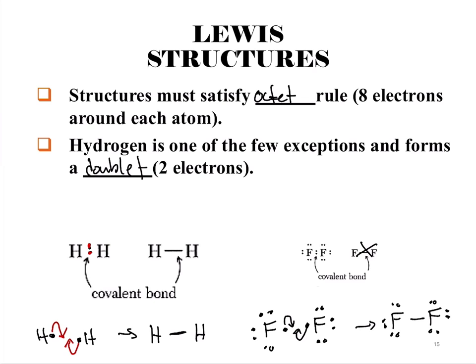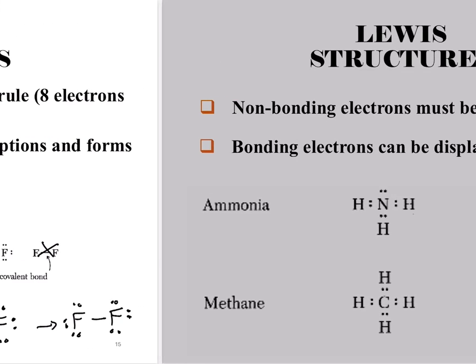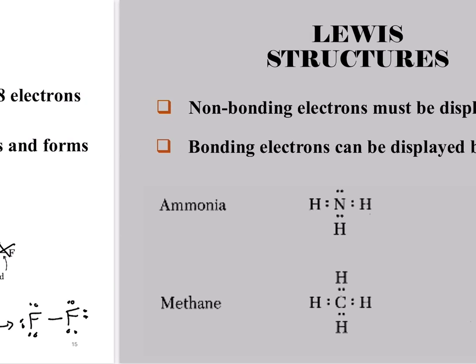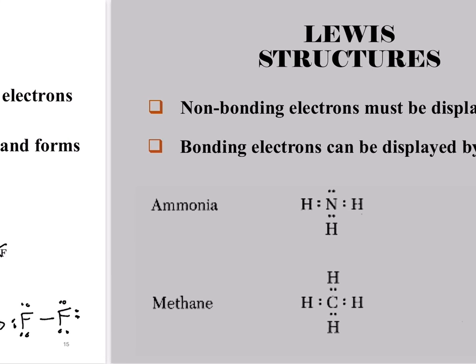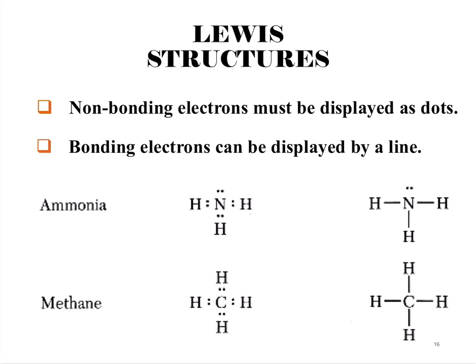All right, any questions on the octet rule? I'm sure we'll get deeper into this and we'll get some questions for sure. And so again, non-bonding electrons are displayed as lone pair electrons. And the bonding electrons, those are going to be shared between both atoms in the line, right?